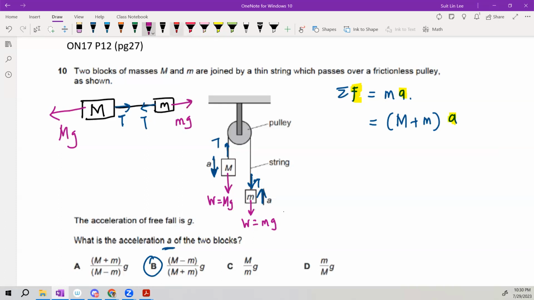And you check the direction of acceleration. Acceleration for capital M is in the same direction as W. So this is the direction of a. Acceleration for lowercase m is in the opposite direction of W. So obviously this is the acceleration a. So what I did here is I straightened the pulley so that my a is in the same direction.